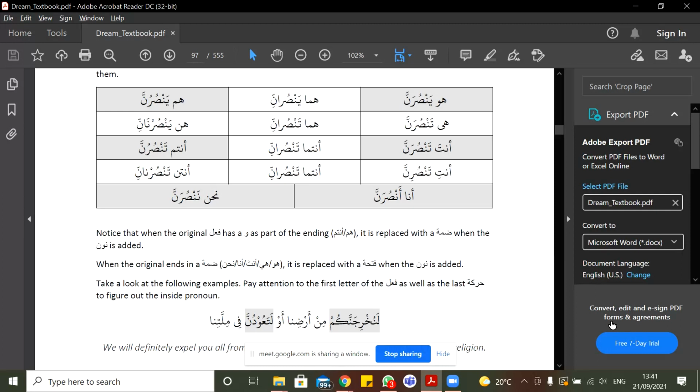Min ardina. What is min ardina? Min is a harf jar. If we have a harf jar, then we should have a majroor. What does ardina look like to you? Is this one ism or two? Alif looks like feminine. Okay, alif is feminine, but what does ardina look like? Does it look like one ism or a fragment to you? Na is an attached pronoun. Ard and na is idafa.